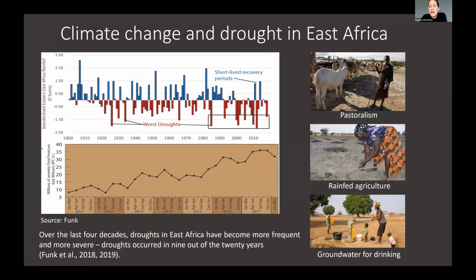For example, rain-fed agriculture, which you can see in the photo on the right-hand side, depends on the rainy seasons delivering consistent rainfall to match the crop growth cycle. Pastoralism, which is a big livelihoods industry in the East Africa region, also needs healthy pasture lands and surface water for livestock. And of course, humans and livestock require groundwater resources for drinking. So the question is, how is climate change going to disrupt the partitioning of water into these different sectors?